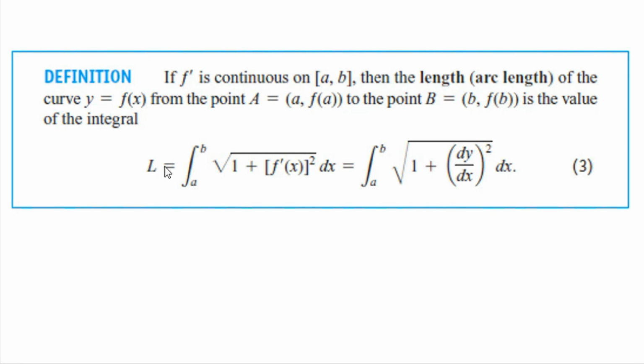So let L be the arc length, or just length, which is equal to the integral of the square root of 1 plus the square of the derivative of f of x, dx, from a to b, or that is equal to the integral of the square root of 1 plus the square of dy over dx. Okay, so following that formula, let us try to solve some exercises.